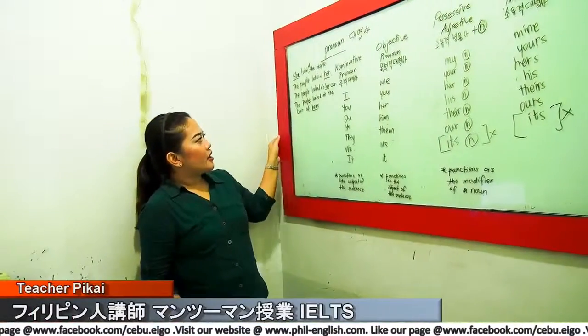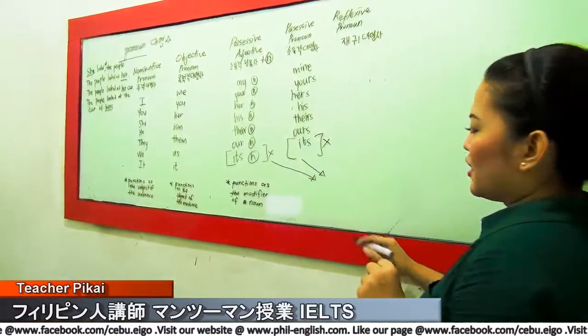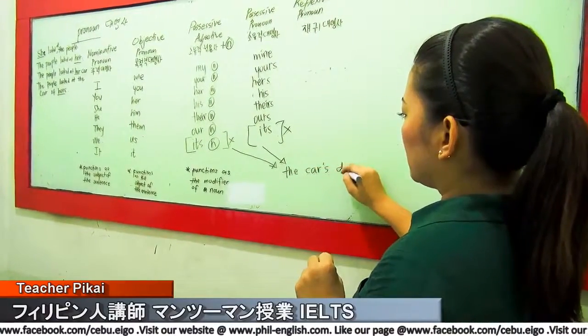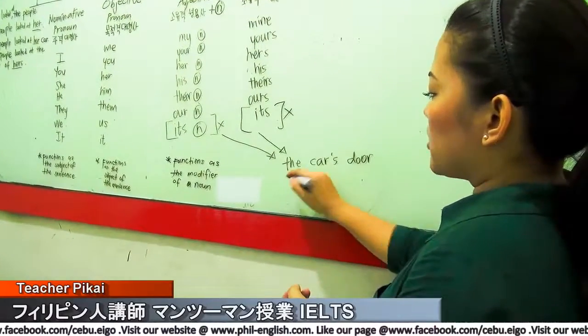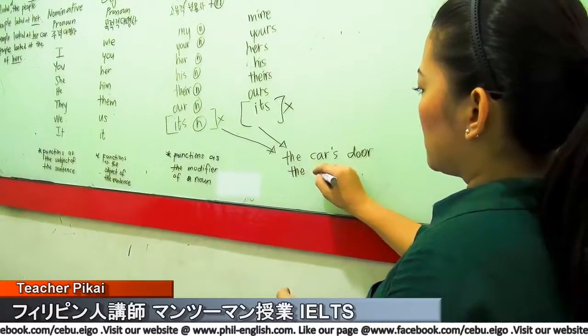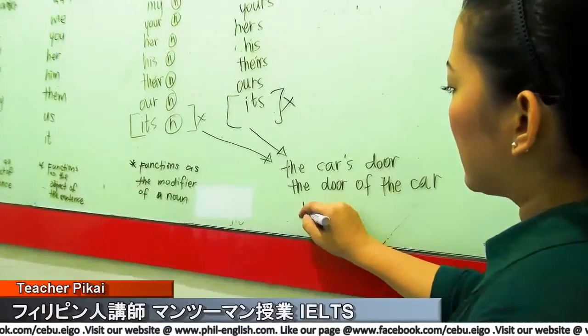But people look at the color of hers. How can I make a sentence? You cannot say "the car's door." This is okay for informal speech, but for formal speech, what do you say? The door. So you cannot say "its door."